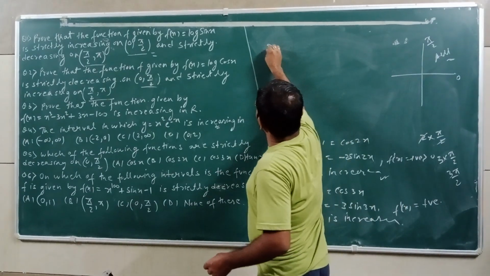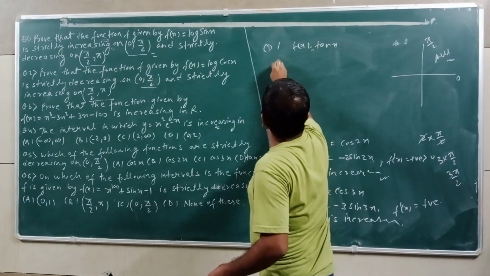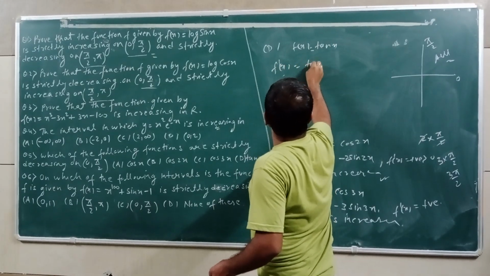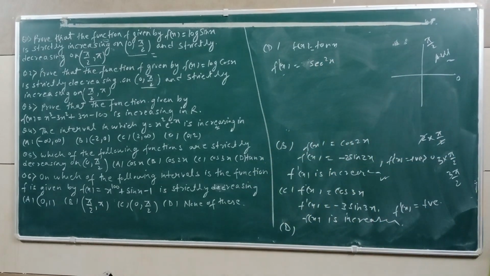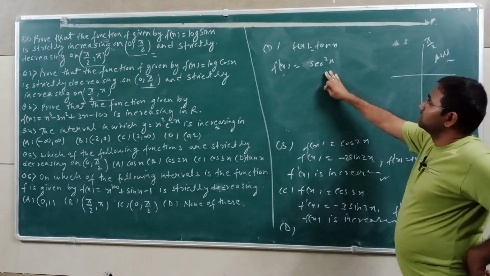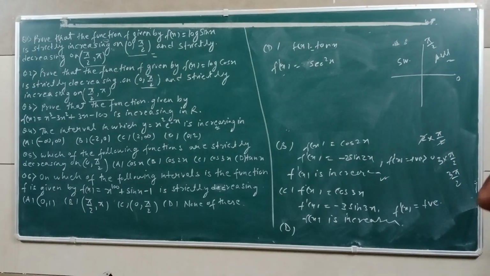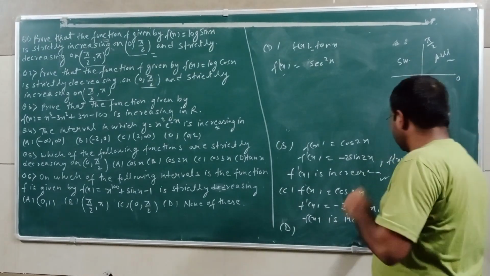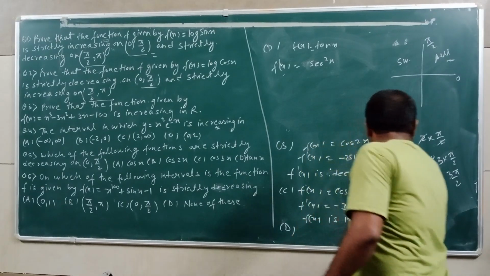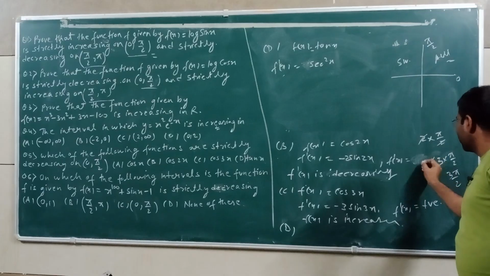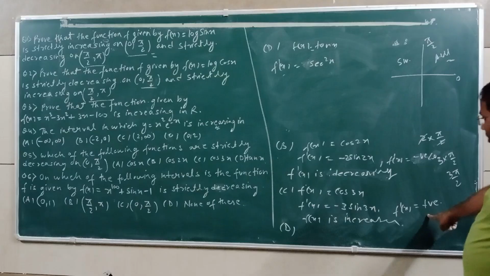Now if f(x) is equal to tan x, then f dash x will be what? Sec square x will be there. The derivative of tan x is sec square x, and sec is the inverse of cos. In this, sin is positive, so here a decreasing function will be there, and a negative value will be less than 0.